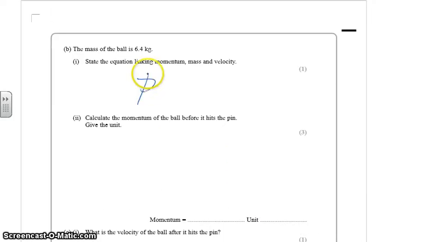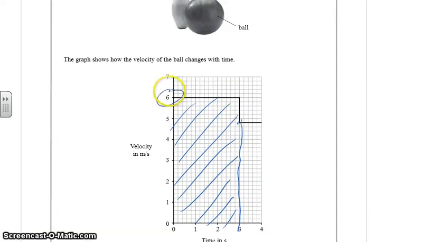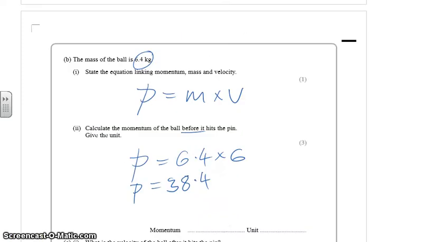Equation linking momentum, mass and velocity, that's an easy one for 1 mark. And then we need to substitute into this. Again, it's before it hits the pin. They've just given us the mass up here, so that's easy. We're going to need to look back to find the velocity. From here you can see the velocity before it hits the pin is 6 meters per second. Substitute it in and the answer is 38.4. The units are kilogram meters per second.